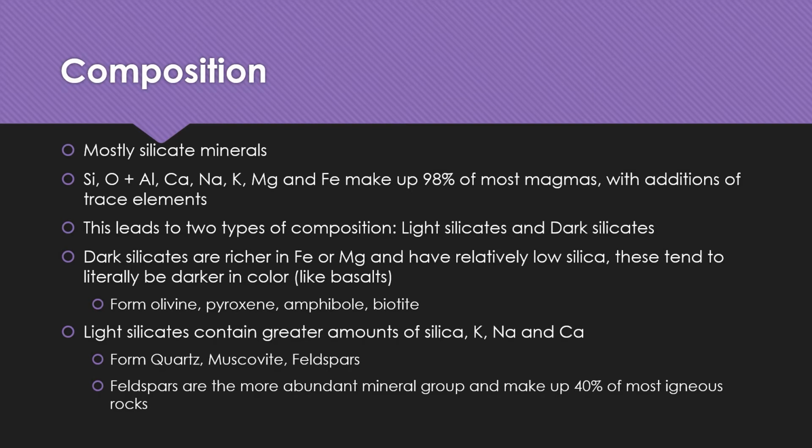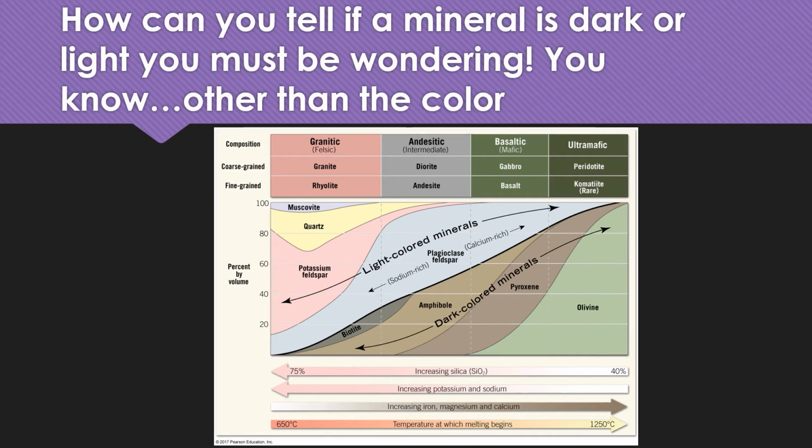So how can you tell if a mineral is dark or light other than the color? So you can look at it like this. The increasing amount of silica, the paler it is. So granites tend to be made up of muscovite, quartz, feldspar, a little bit of plagioclase feldspar, and sometimes biotite and amphibole. They'll have a little bit of dark colored minerals in them. And this is how you know you have a lighter rock. Okay, so this is going to be a felsic rock.